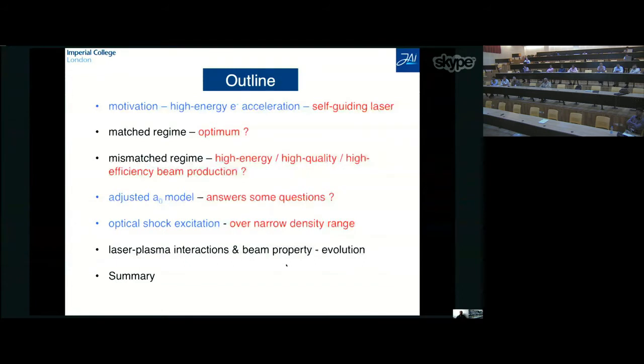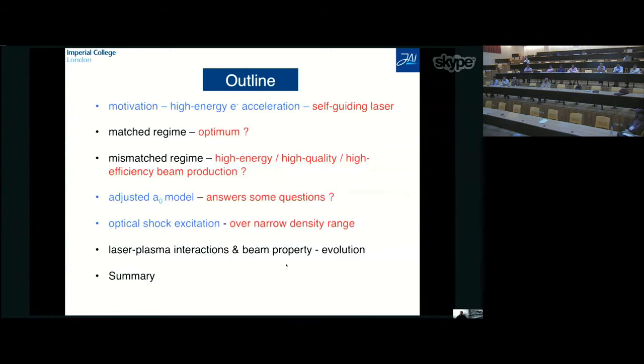The reason is that in the matched regime, the structure of the plasma wave is much more stable, which basically implies that the radial and longitudinal dimensions of the plasma wave are relatively stable over the propagation of the laser pulse. Thus a beam interacts with a constant phase of the plasma wave, so you can continuously gain energy. But what we are looking at here is a mismatched regime, and we're trying to see if we can get to high energy, high quality, high efficiency electron beam production using the mismatched regime.